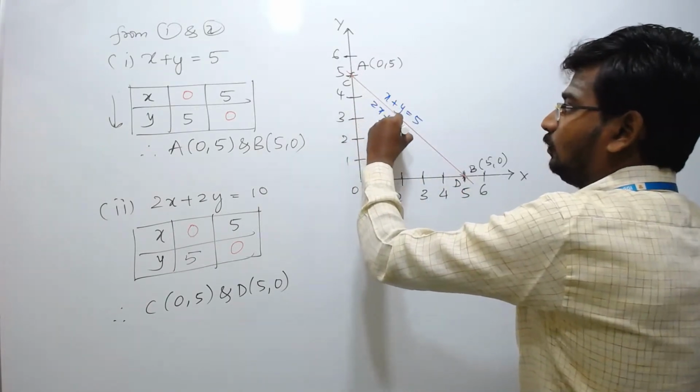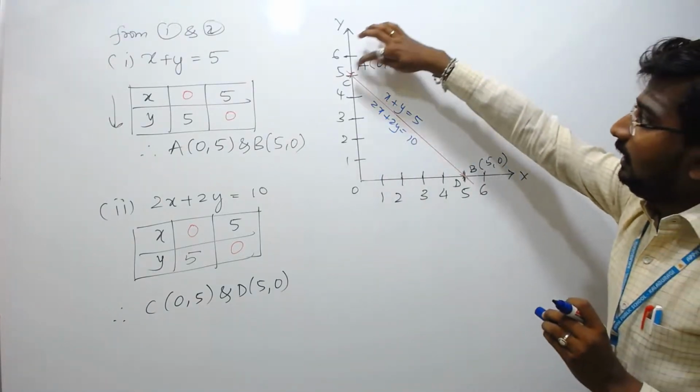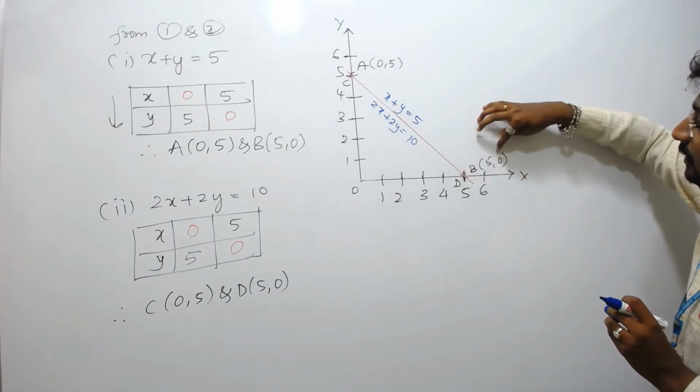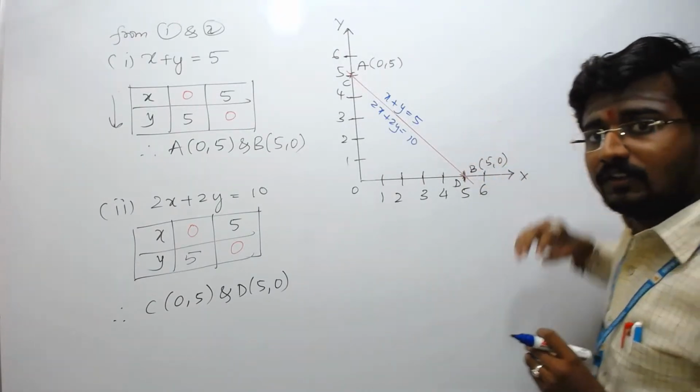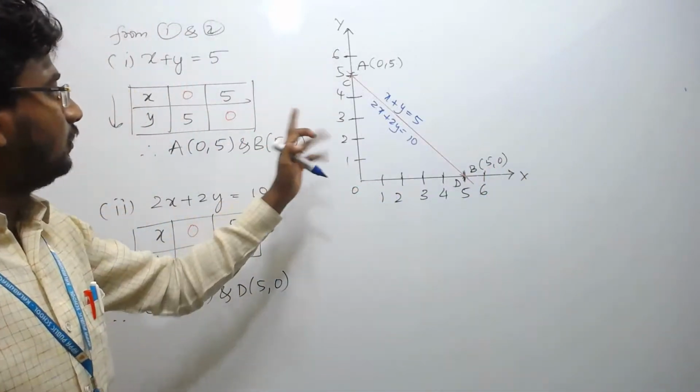2x plus 2y is equal to 10. See here, points A and C are one and the same, so (0, 5). Points D and B are one and the same, so I have represented (5, 0). I hope now this is understood.